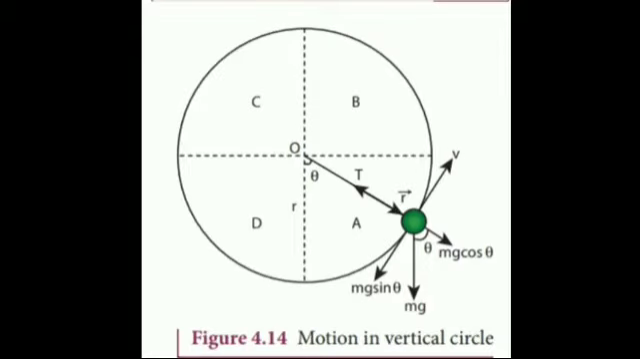This is along the string. From the picture, mg cos theta is in the radial direction. The position vector r touches the point. R is the radius. The circle can be divided into four sections A, B, C, D. AB, AD positive direction here. BC negative direction.